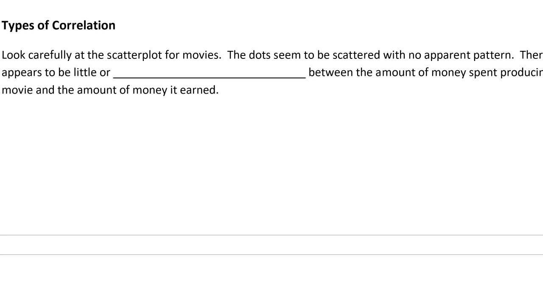If we look at the scatter plot for movies, the dots seem to be scattered with no apparent pattern. There appears to be little or no correlation between the amount of money spent and the amount of money it earned.